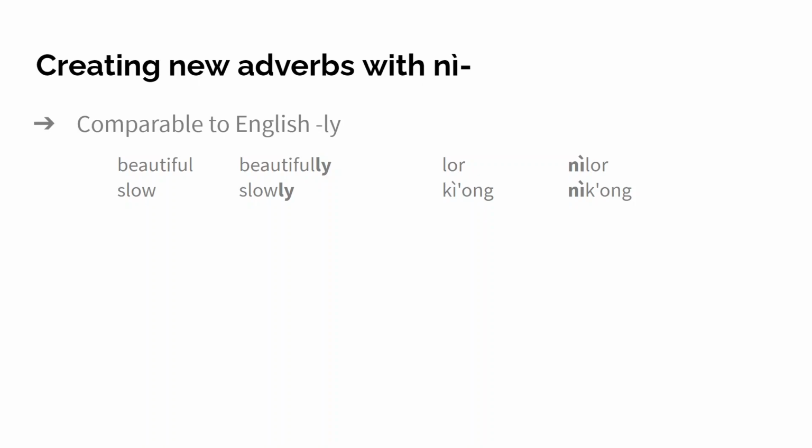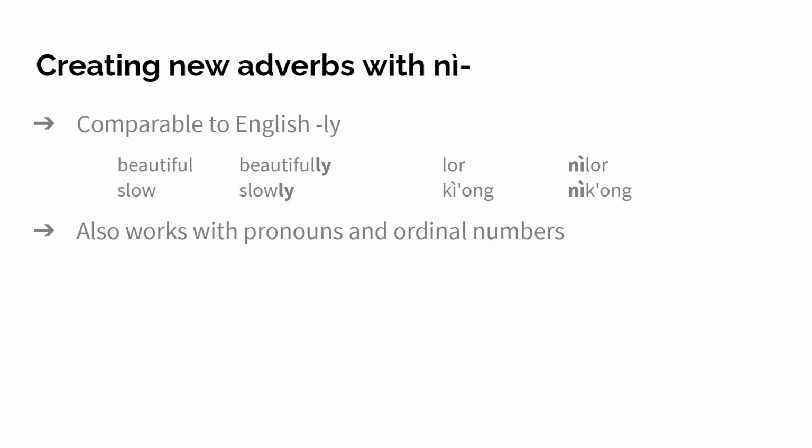Here you see that the word changes a bit, so it's not nikeong, but nikong. This is just something that happened over time. There was a shortening of the word, so nikong is something you find in a dictionary. If you don't find such a shortened form in the dictionary, just put the ne in front of it and leave it like this. So this is only an exception you find in the dictionary then.